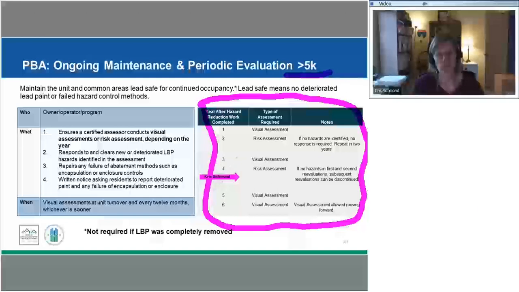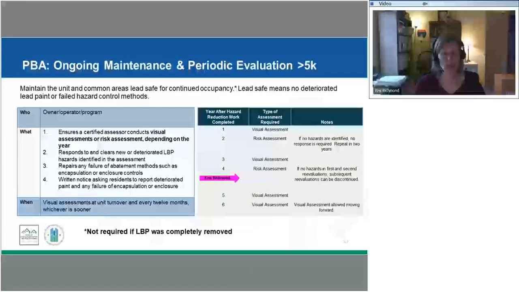And then year 4, we have to hire a risk assessor again. The risk assessment is done by a certified risk assessor. If no hazards have been found in year 2 or in year 4, then we don't need to continue risk assessments anymore. We can continue with just our regular visual assessments for the remainder of the time that we have this ongoing relationship. So that's the schedule of what you're doing. It's either a visual assessment or a risk assessment. And looking over here, who's doing it? It's the owner. They're hiring a risk assessor or they're conducting the visual assessment depending on that year.